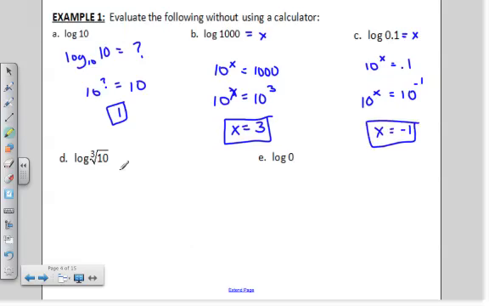Okay. So let's think about the next one. We want to write this. We can recognize that that would be equals x, so 10 to the x equals 10 to the 1/3. There you go. x is 1/3.